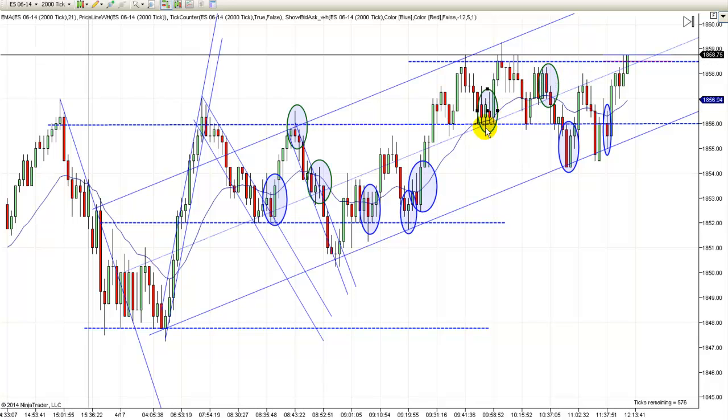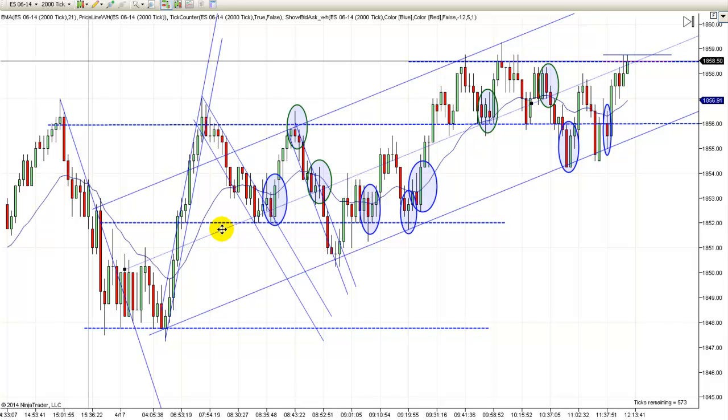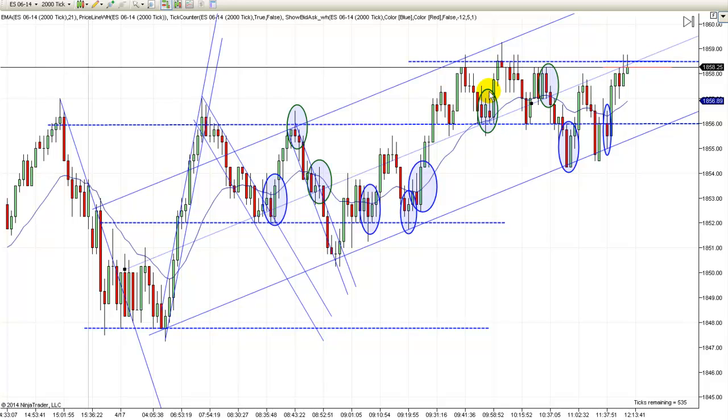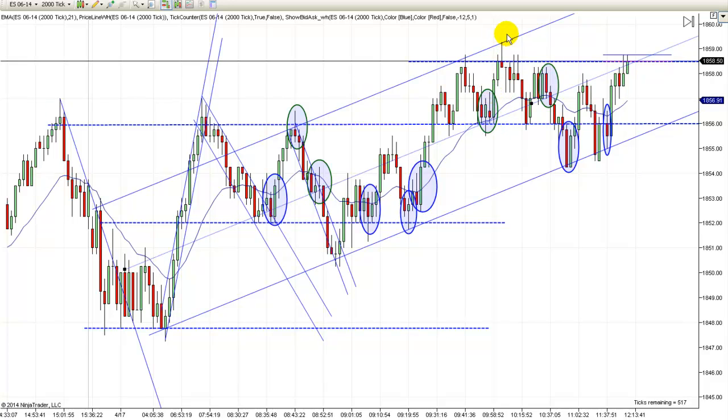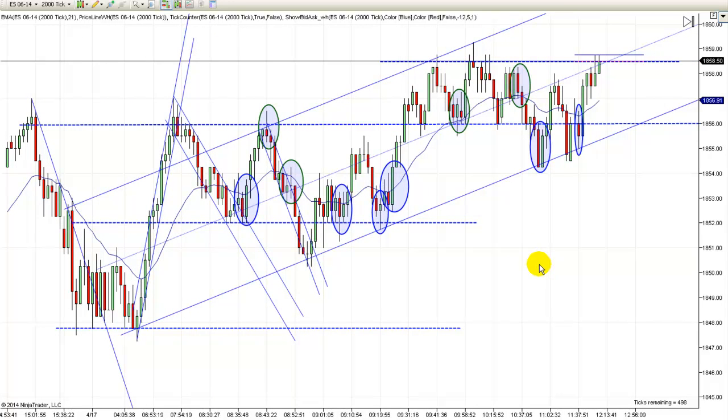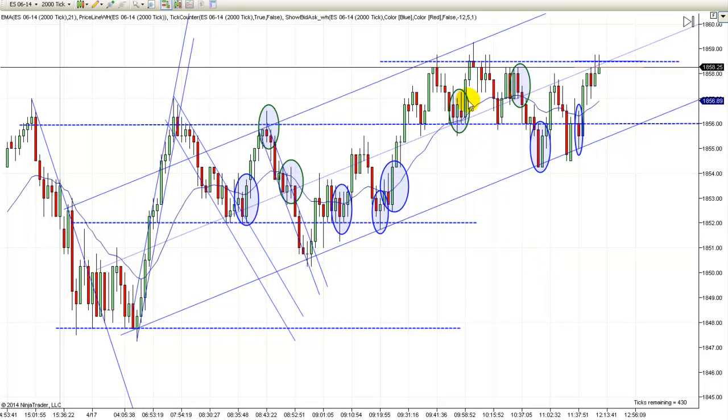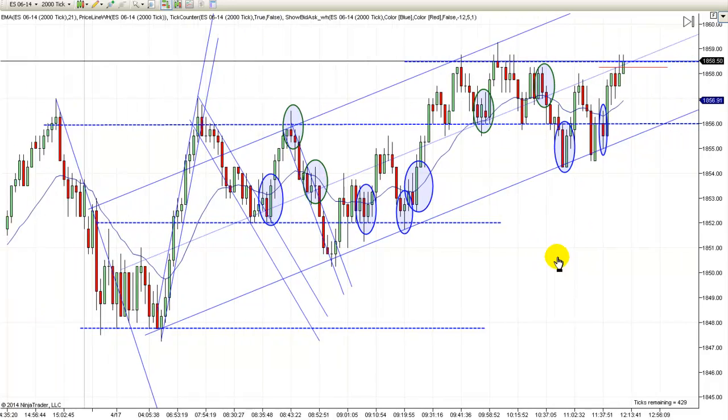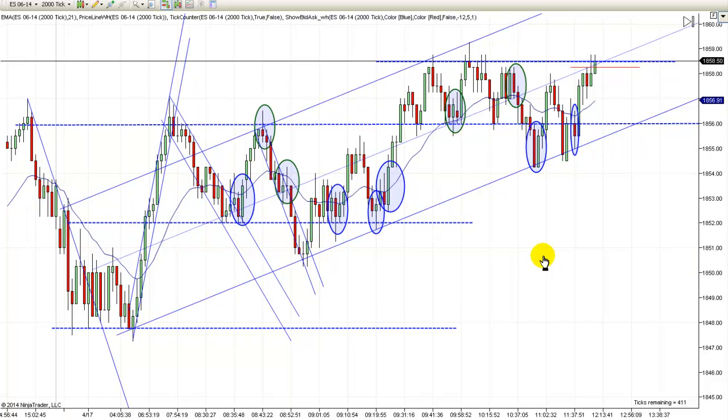It's a second entry long, and it's a double bottom right there. And by this time, you should have had the median line in place. And so there's some more reasons to think maybe heading back up another leg there. And so I'm going to mark that one green as well. But that's what I saw today.